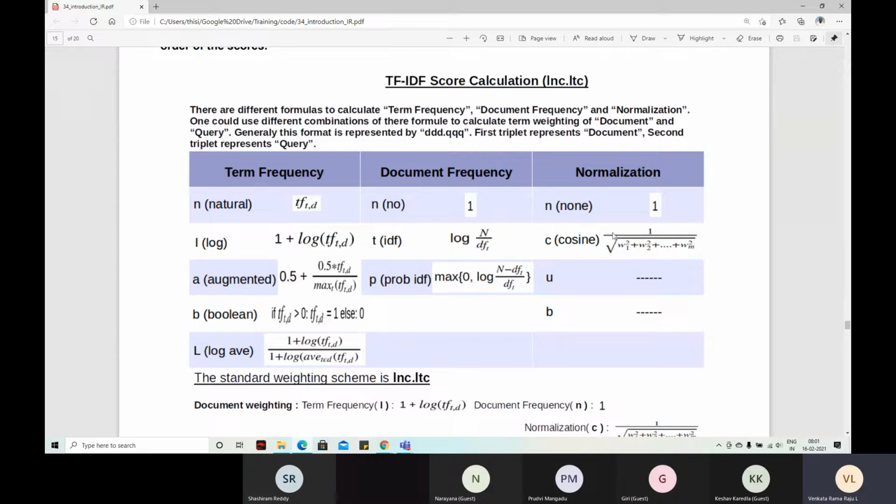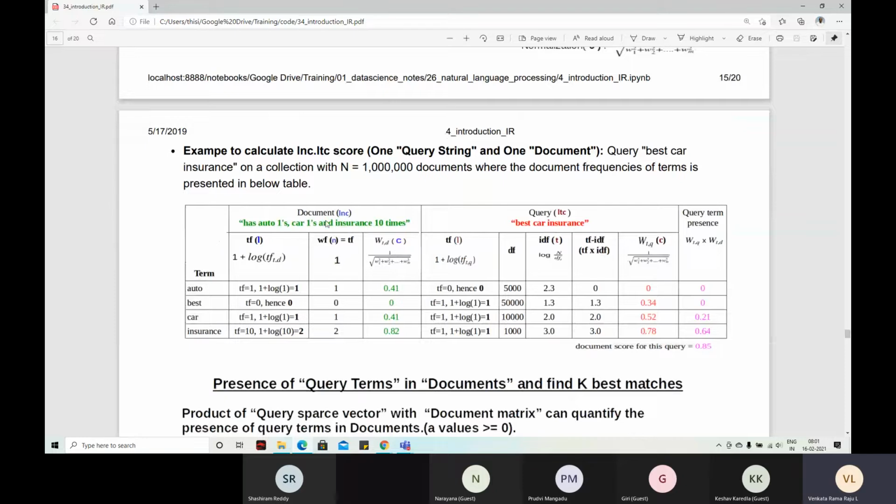Okay, let me explain again. I think you forgot. So let us take one example and try to understand this. I have taken a document. Suppose there is some text in your database which has the term auto one time, the term car one time, and insurance occurring 10 times. That's the document which is present in your database.